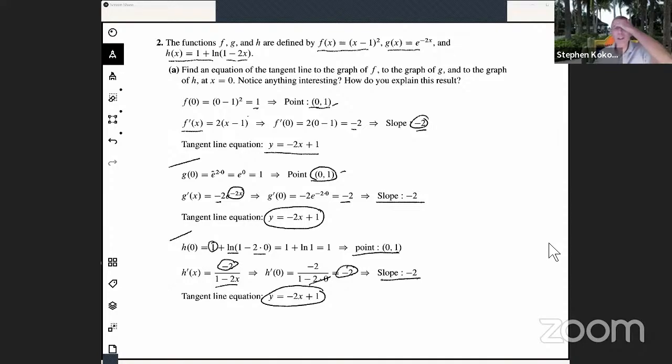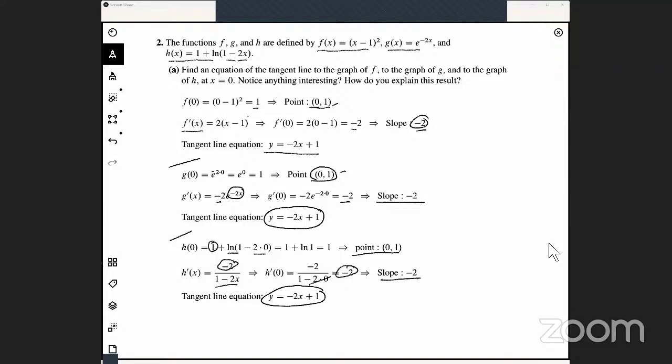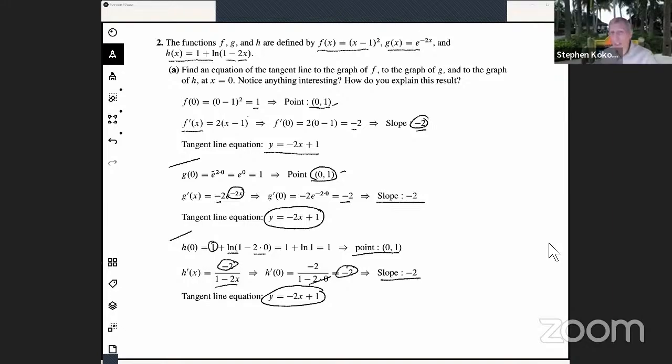Curtis is thinking, how long did it take him to search for these functions so that this would happen? So here's what we've got. We've got 3 very different looking functions.